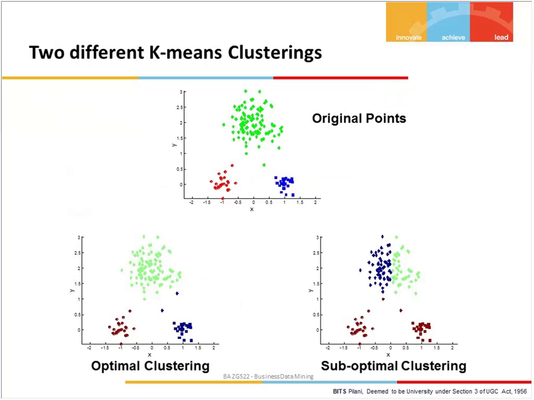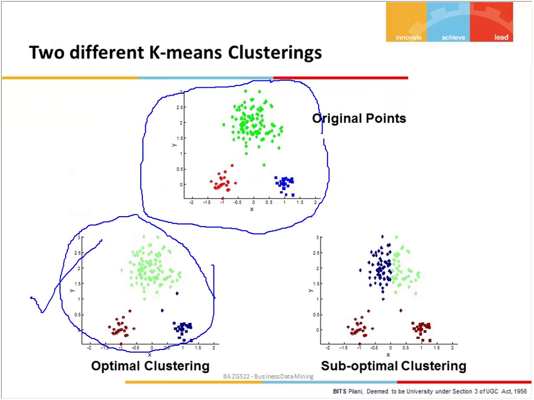Let's see pictorially how this is represented. Suppose these are the original points. You can clearly see that there are three clear clusters. So the optimal clustering is what we get here. This is good. But it's possible that the algorithm may converge to this point, and you can see here that the scope for changing the centroids is not there. I'm drawing the centroids in red.